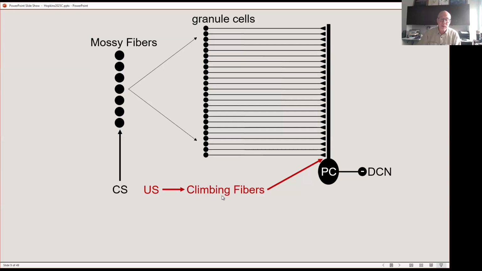Learning happens because climbing fibers control the induction of plasticity at these synapses. When these synapses are active more or less in the presence of a climbing fiber input, they undergo LTD. And when they're active without that, they undergo LTP.